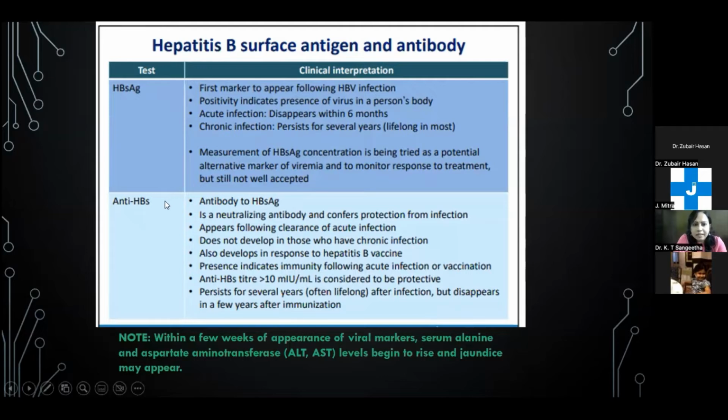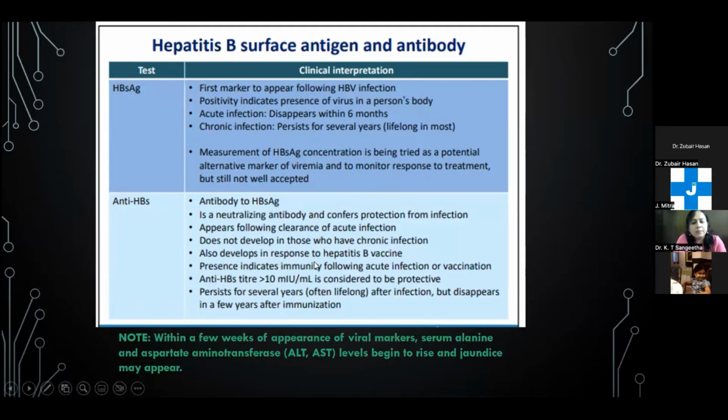Then coming to the antibody to HBs antigen, that is anti-HBs, it is actually a neutralizing antibody, and its presence confirms that the patient is cured, with protection from infection. It usually appears after the clearance of acute infection, that is, after HBsAg. The anti-HBs antibodies are known as neutralizing antibodies, and they confer protection from infection. They do not develop in those who have chronic infection.